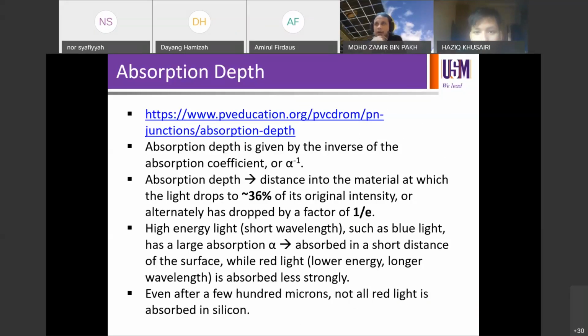Whereas if you compare with semiconductor material like crystalline silicon with low alpha, it needs a relatively thick amount of material in order to completely absorb the same incident light. Okay, so that's the effect of high alpha and low alpha in terms of the physical thickness required in the semiconductor material in order to completely absorb light, right? So let me show you in the animation on the PVCDROM website on how this actually works.